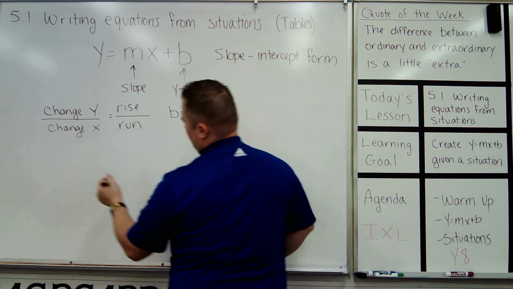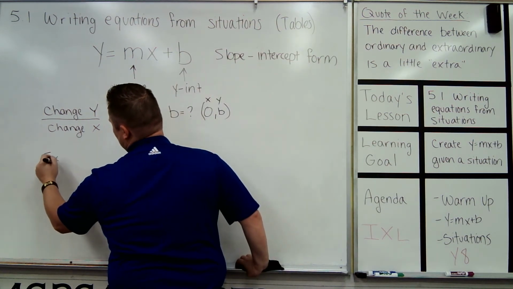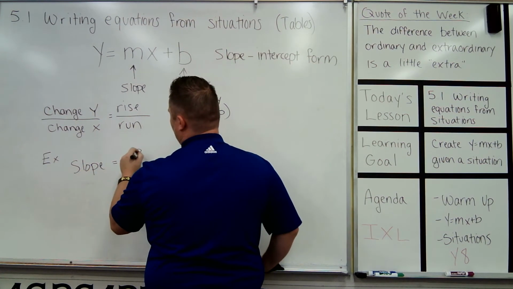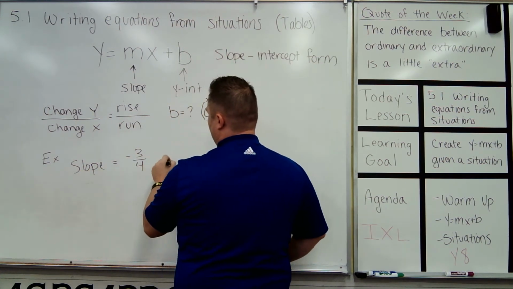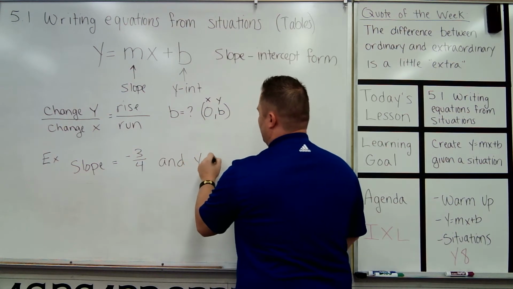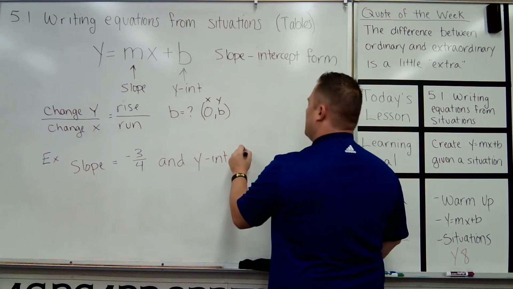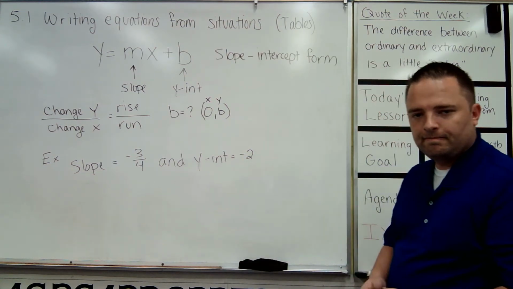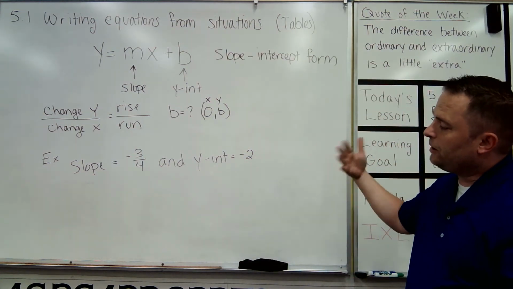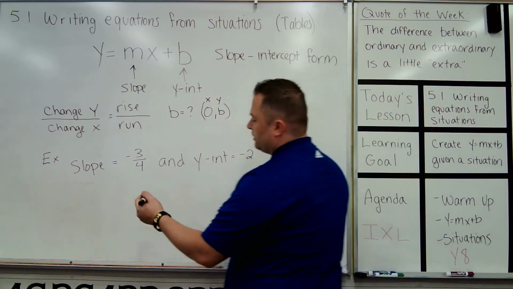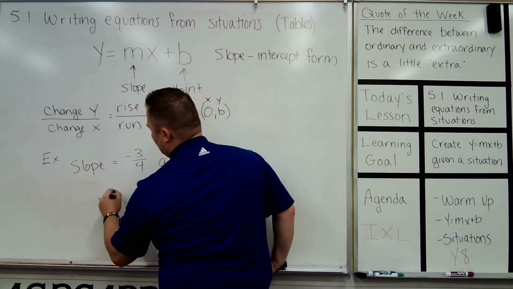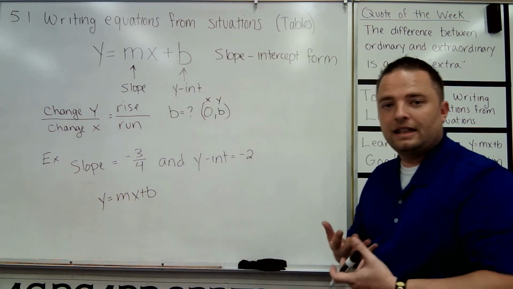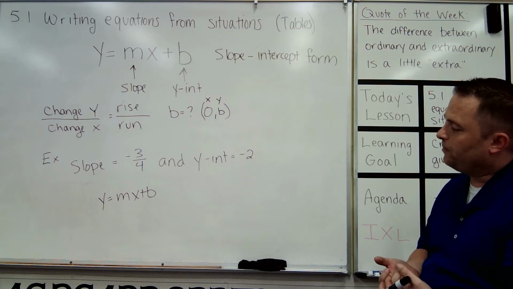Suppose I gave you an example where the slope is equal to -3/4 and the y-intercept is equal to -2. Can we create an equation that looks like slope-intercept form? That's y equals mx plus b. Well, what information is the problem giving you?